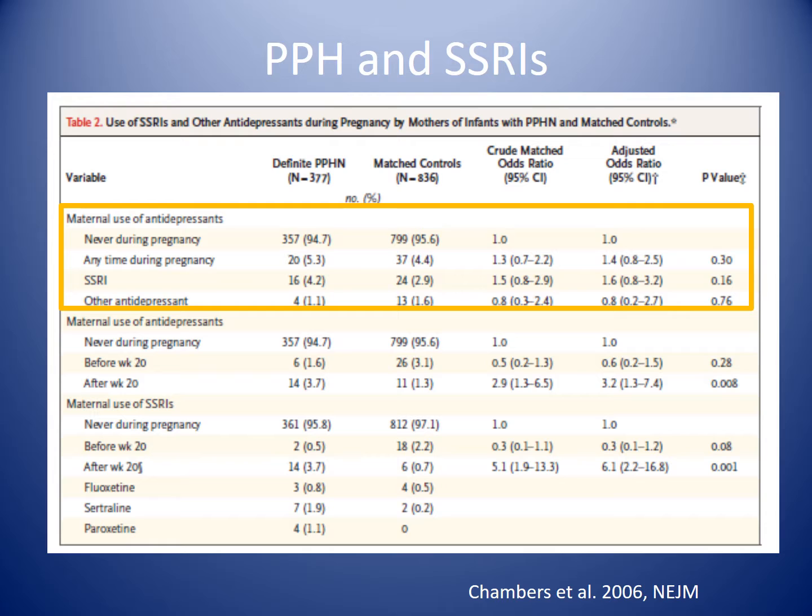Okay, so here is the description of the data. This is, in the yellow, moms who used antidepressants never, anytime, or who specifically only took an SSRI. That's the kind that they were really interested in. And they looked at babies, 377 babies who had PPHN, matched to 836 controls.